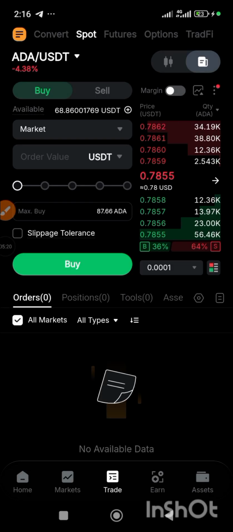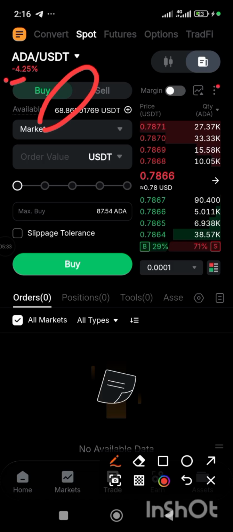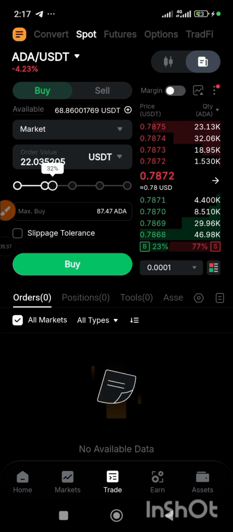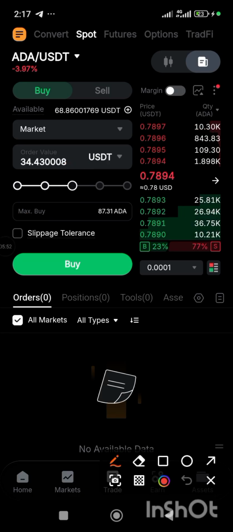Okay, once I select market, I will now give the trade the amount I want you to use, because I will not want to use the whole of my 68 USDT to buy only one of this coin. So I will have to drag this knob here. As I'm dragging, it's asking me the percentage. So I want to use 50% of my fund to buy ADA coin. Once I select, I'll go straight and click on confirm.